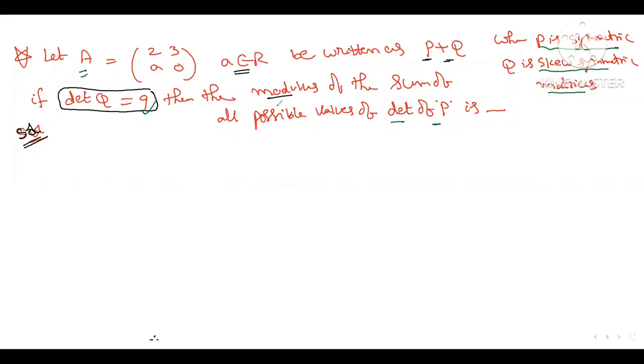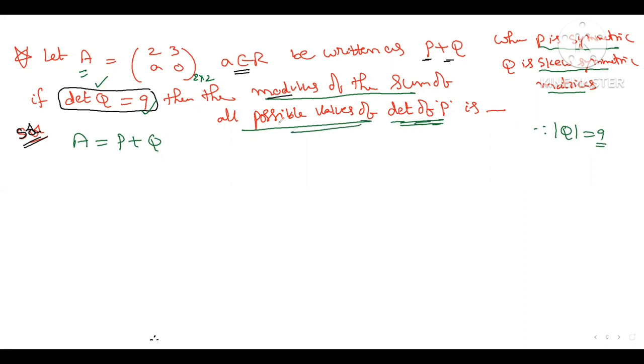Okay, next I am going to explain. Next question. In the statement, a 2 by 2 matrix A is given. This matrix can be written as P plus Q, A is equal to P plus Q, where P is a symmetric matrix and Q is a skew symmetric matrix. From the statement, det of Q is also given as 9. Then find out det of P. The modulus of the sum of all possible values of det of P is required. First, we have to find the A value.